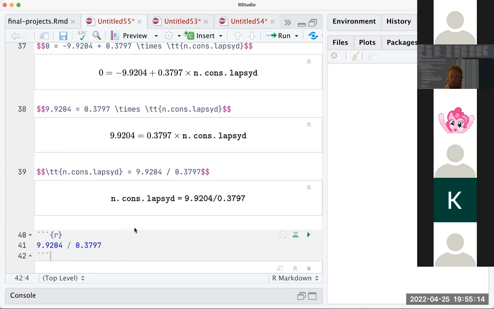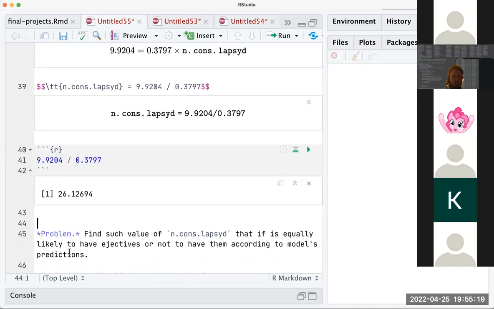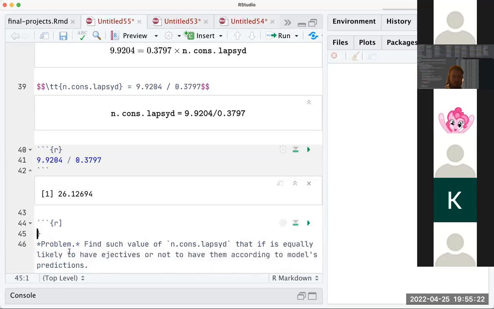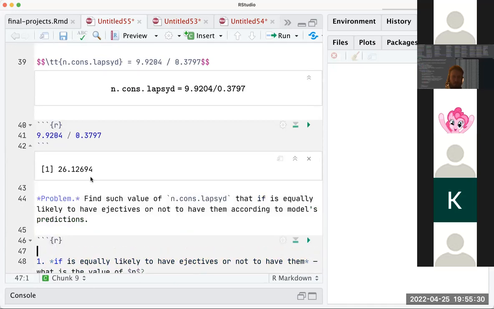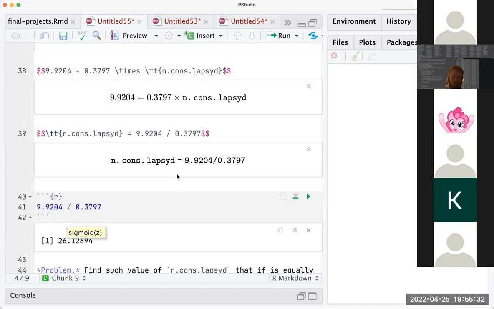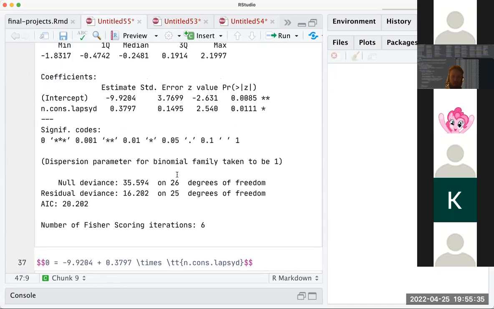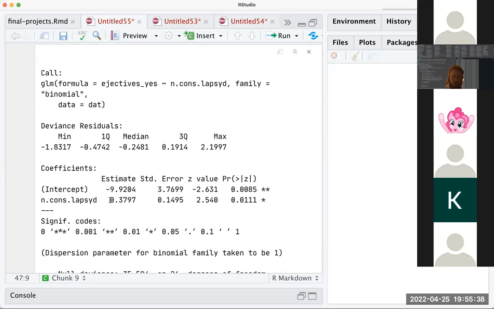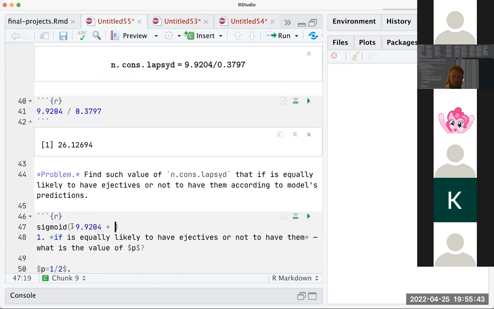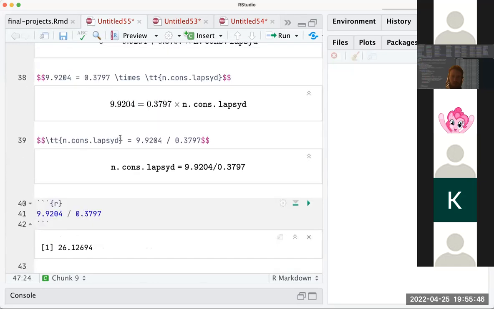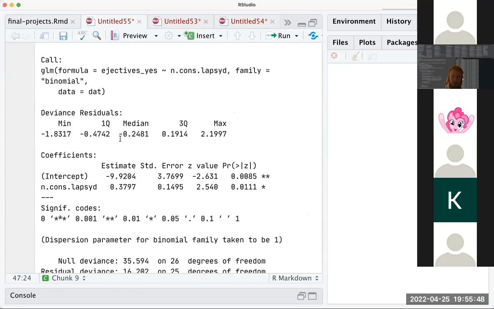Okay, this exercise goes much better. So basically, we can say that this is sigmoid, and we are just putting these numbers. This is intercept plus 30 times this thing.